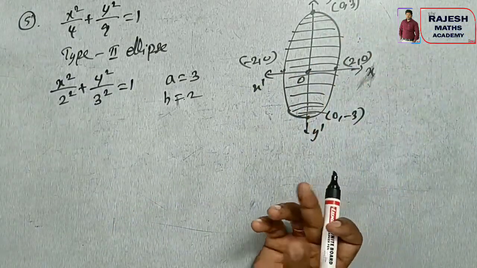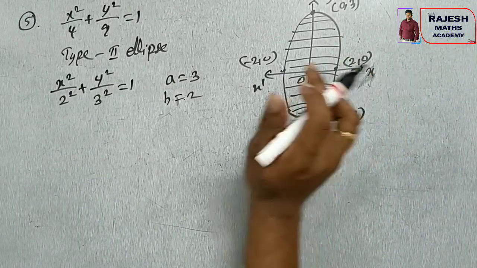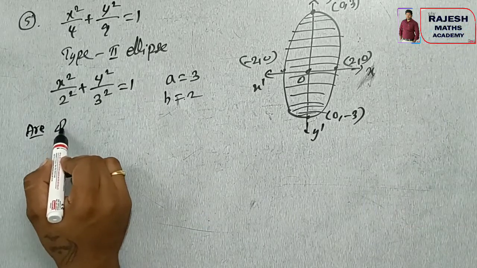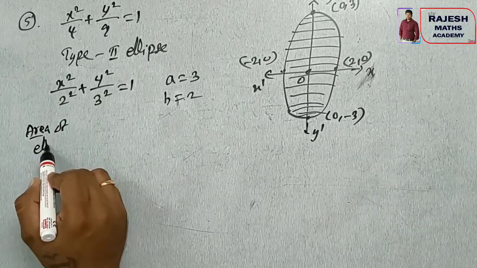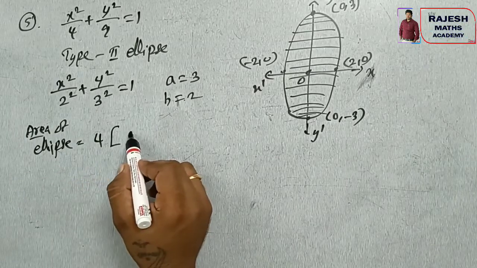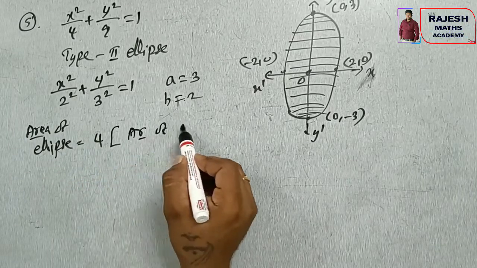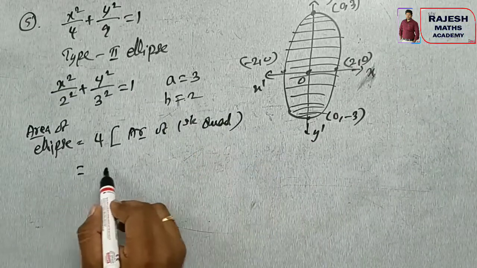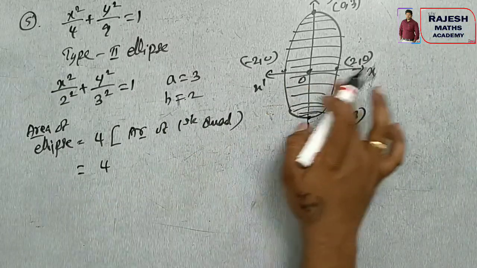I can use any formula. I am going to find it along the x-axis. Same concept. Area of the ellipse equal to 4 times the area of the first quadrant. The first quadrant area I can find. So what is the first quadrant area? Along the x-axis I am finding.